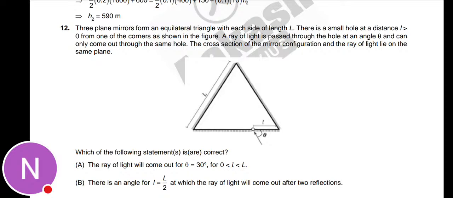A ray of light is passed through the hole at an angle theta, and it can only come out through that same hole. The cross section of the mirror configuration and the ray of light both lie on the same plane. So which of the following statements that are given is correct, they have asked.